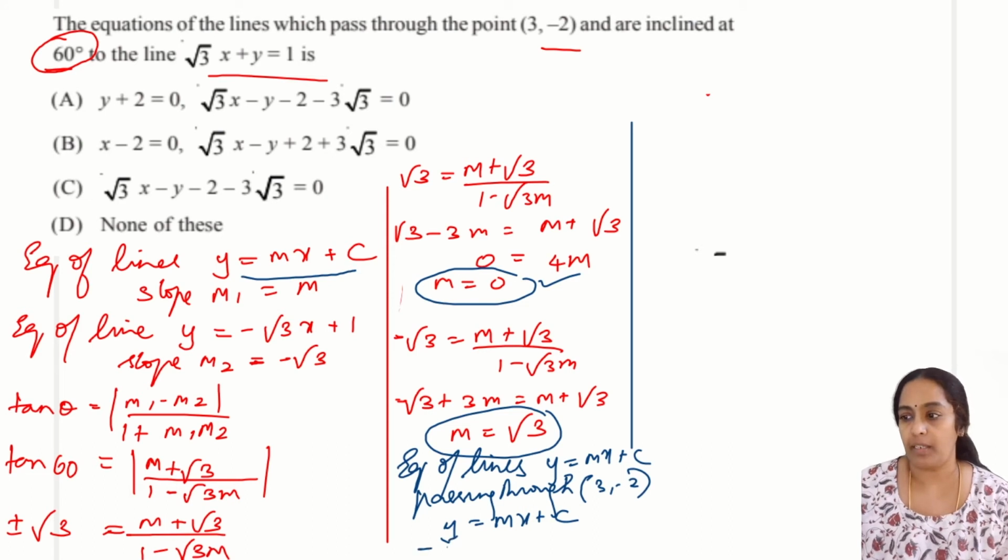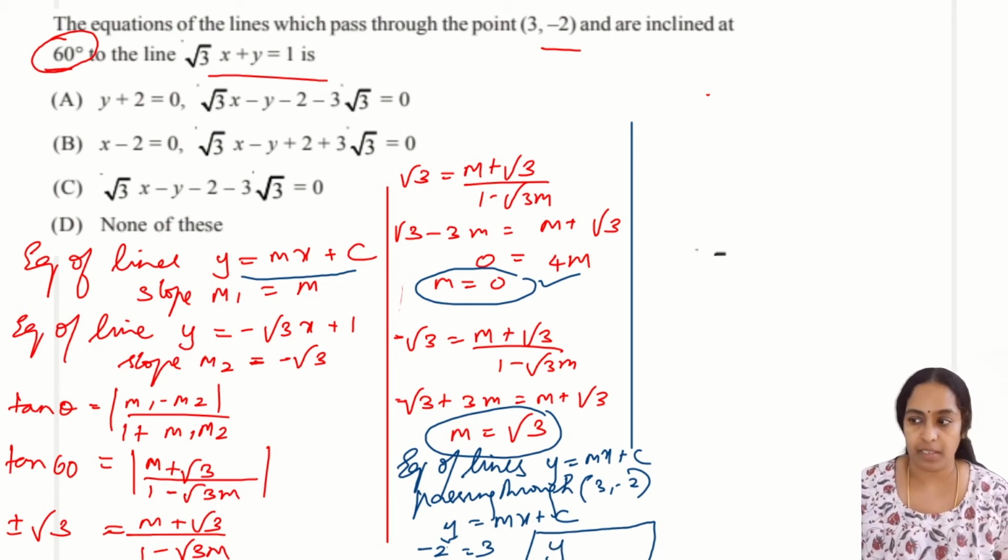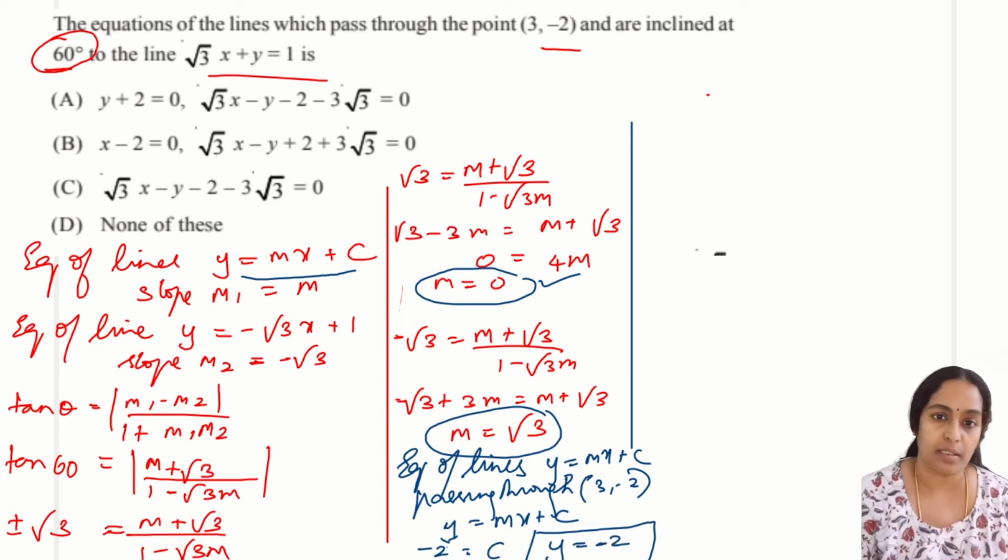So my equation of the line is going to be y equals mx plus c. M is 0, and c is minus 2, which means y equals minus 2. Y equals minus 2 is the first equation I got.